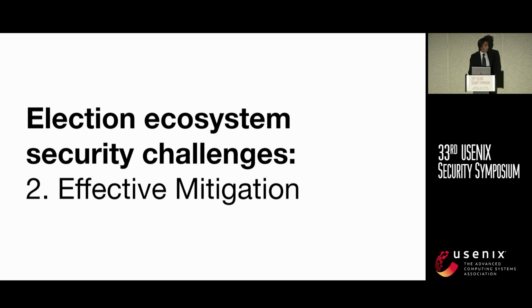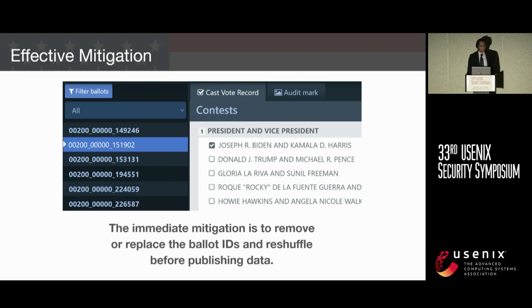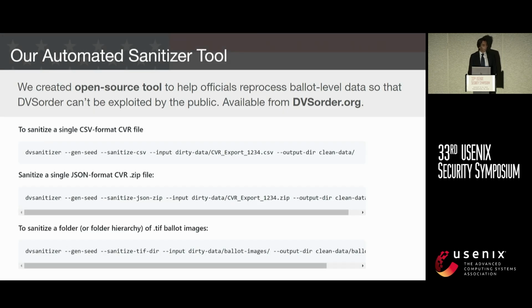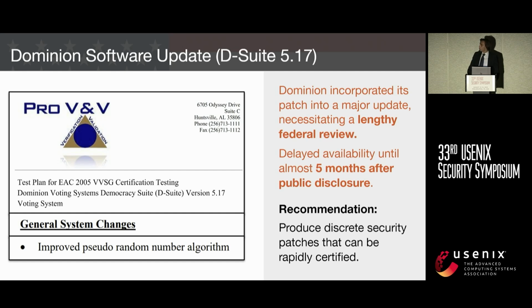The second challenge I want to talk about is a challenge of effective mitigation. How do we fix a vulnerability once we know it exists? Now, DVSorder is a flaw that can be mitigated. The way you do it is you remove or replace the election IDs and you reshuffle the ballots before you release any data. We created an open source tool to do this for jurisdictions, and Dominion created a patch of their own. But Dominion incorporated their patch into a major update for their system, which required a lengthy federal review. This meant that their patch wasn't available to customers until 5 months after our public disclosure. We recommend in the future that vendors create discrete security patches that can be rapidly certified and installed onto their products.